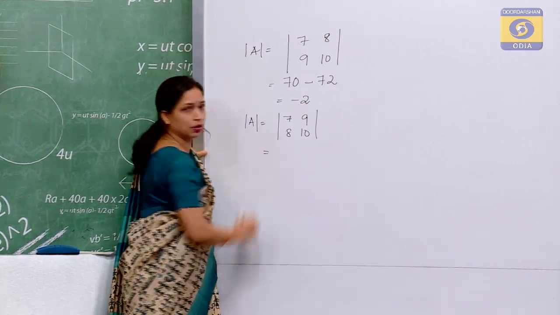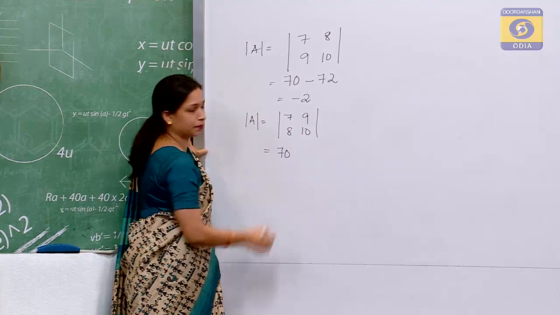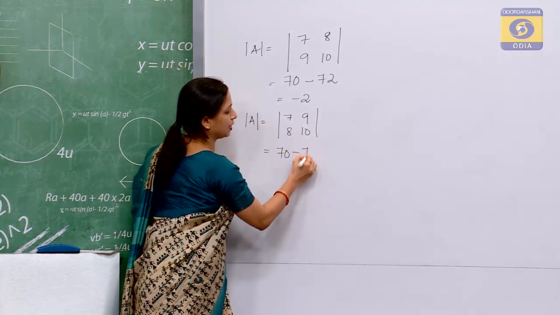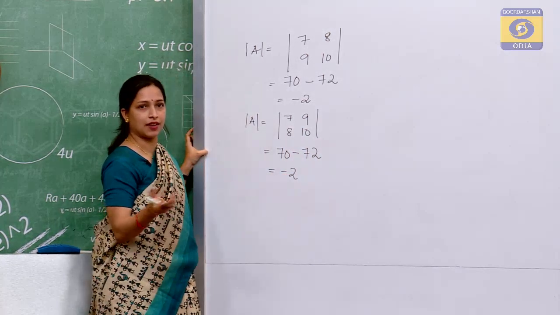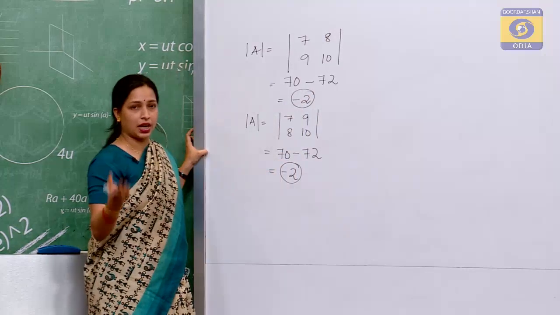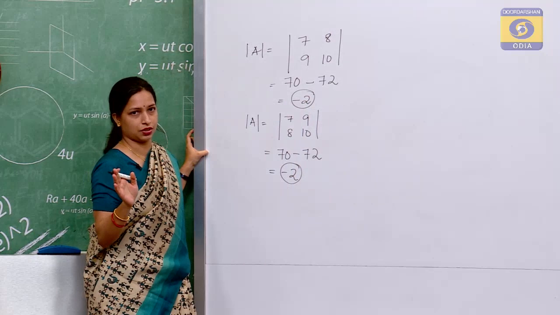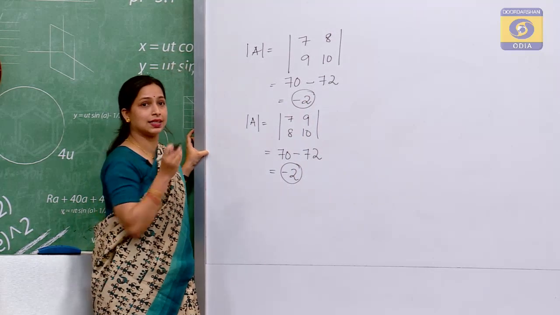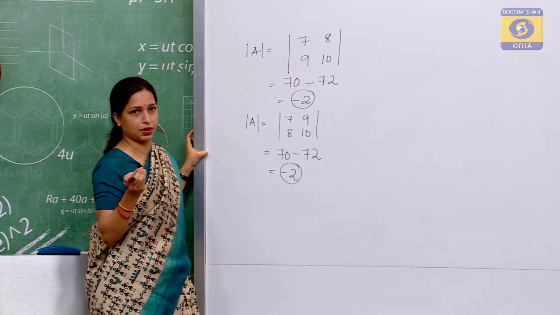So, now let us find out the determinant value. 70, 7 into 10 minus 9 into 8, 72. So, see the same value. That means if we interchange the rows into columns or the columns into rows, the value will remain unchanged, right. Now, let us take the same property and explain it with the help of an order 3 determinant, right.